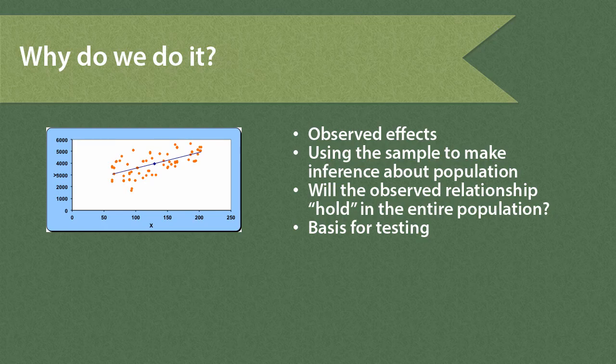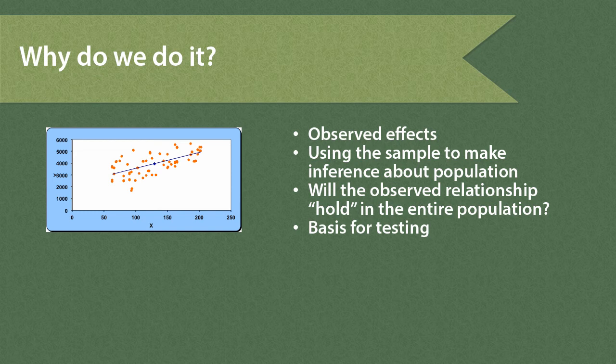So why do we do it? Why do we use simple linear regression? We are looking for the observed effects in our sample data. We're only working with one sample of data at this point. So all we can really conclude is, in our sample, does it appear that an independent variable such as income affects a dependent variable such as the amount charged?